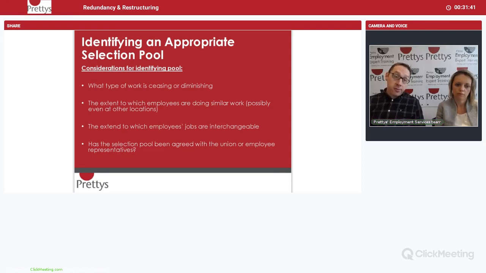We then need to look at the effect that collective consultation is going to have on selection, and the extent to which you're going to try to agree that pool with the union or employee representatives. And certainly one of the things you have to do in the Section 188 letter is identify the group or groups of employees who are potentially redundant, so that they can start to have that dialogue with you. So coming up with a pool is something which you need to give early consideration to.